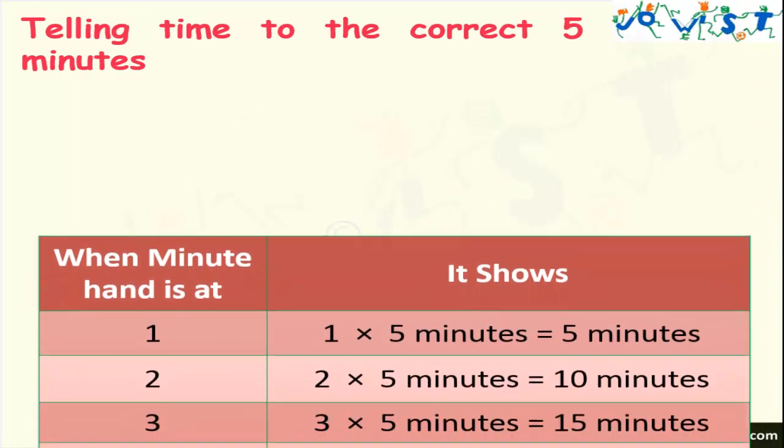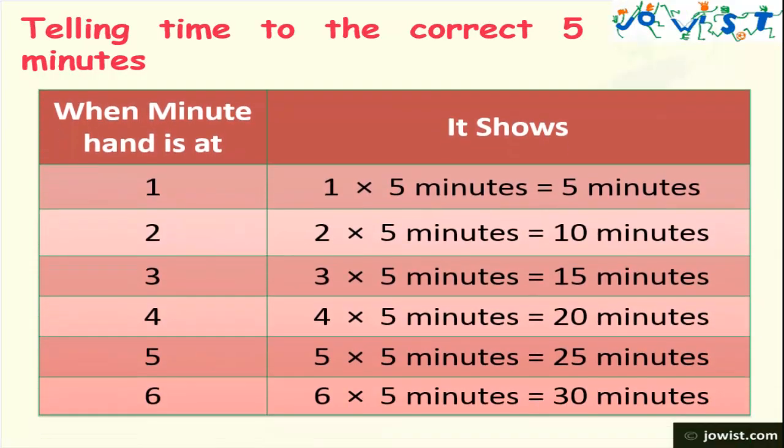This chart will help to find the exact minute by the clock. If the minute hand is at 1, it means the minute is 1 into 5, that is 5 minutes. If the minute hand is at 2, the minutes past is 2 into 5, that is 10 minutes. If the minute hand is at 3, the minute by the clock is 3 into 5, that is 15 minutes. If the minute hand is at 4, the minute past is 4 into 5, that is 20 minutes.